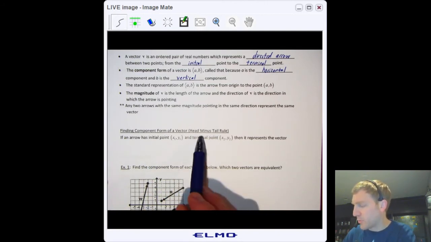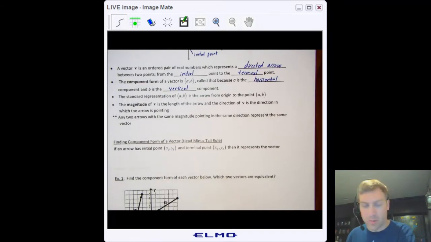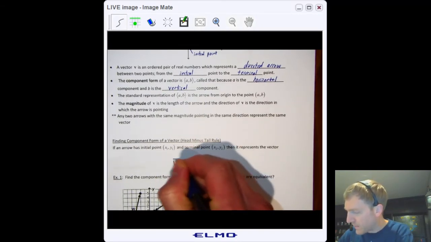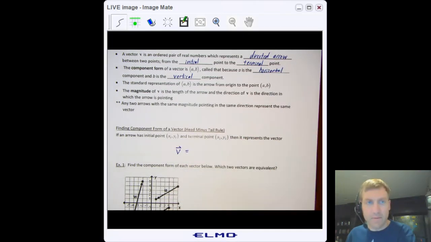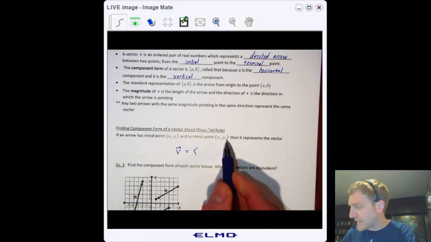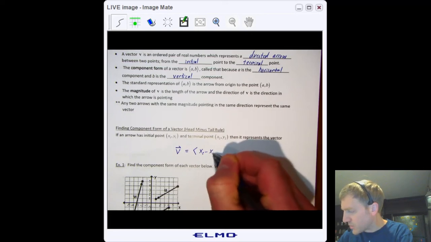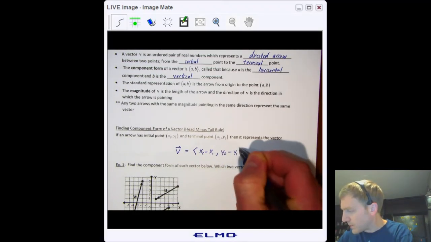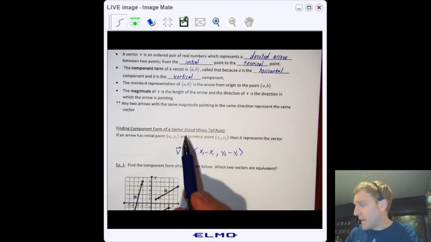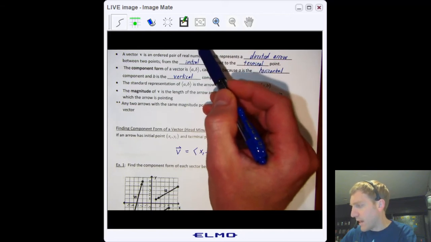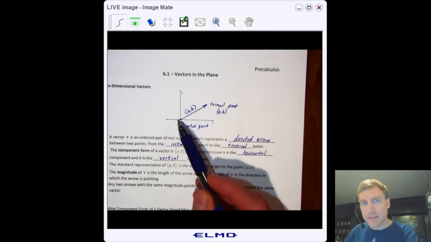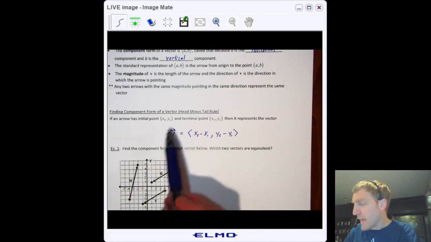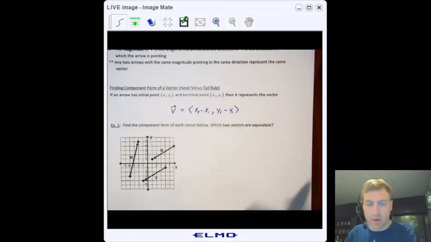So how do I find a component form of a vector? We call it the head minus tail rule. Pretty simple. If I give you 2 points, the initial point and the terminal point, then it represents the vector v. And again, we put a little arrow on top. I do kind of a half arrow, just a line with the arrow at the top, not at the bottom. That's how I was taught to write it. Anyways, vector v is the change in x, comma, change in y. So it's x2 minus x1, comma, y2 minus y1. The reason it's called head minus tail is you're taking the head, or terminal, minus the tail, or initial. So it's always the terminal point minus the initial point. If you're given 2 points, that's how we describe a vector and find the component form.